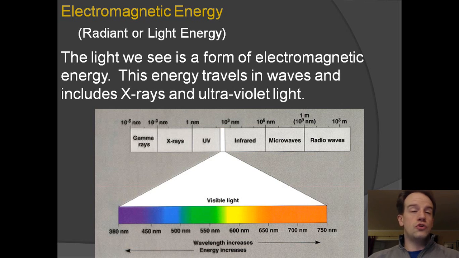Electromagnetic energy, also called radiant or light energy, is the energy that we can see. The electromagnetic energy is all the visible light and the invisible light that we can't see. And we have a whole spectrum called the electromagnetic spectrum that light makes up. And this electromagnetic spectrum is what we're going to be studying later to get to know more about light.